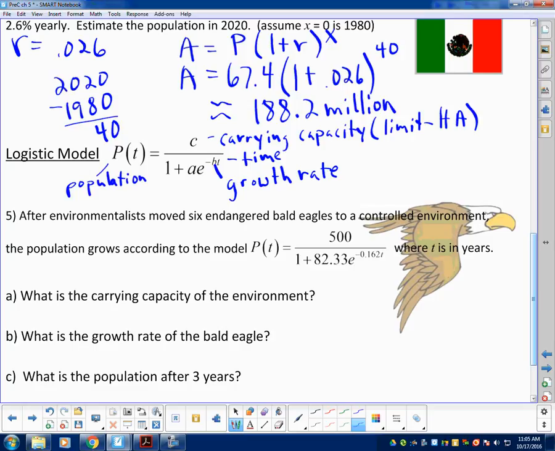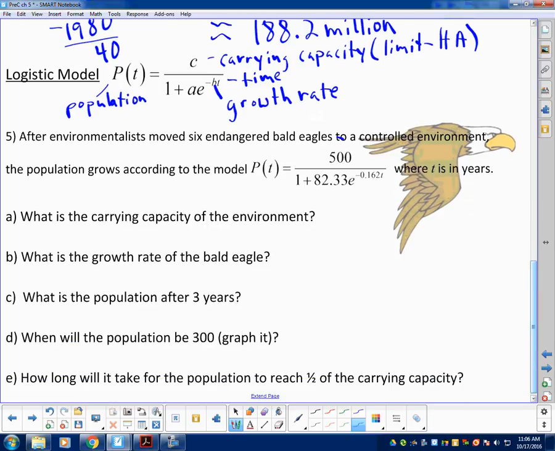So it says here, after environmentalists moved 6 endangered bald eagles to a controlled environment, the population grows according to the model P of T equals 500 over 1 plus 82.33 e to the negative 0.162 t, where t is in years. So what is the carrying capacity of the environment here? We can answer that just looking at the equation. Carrying capacity is 500 eagles.